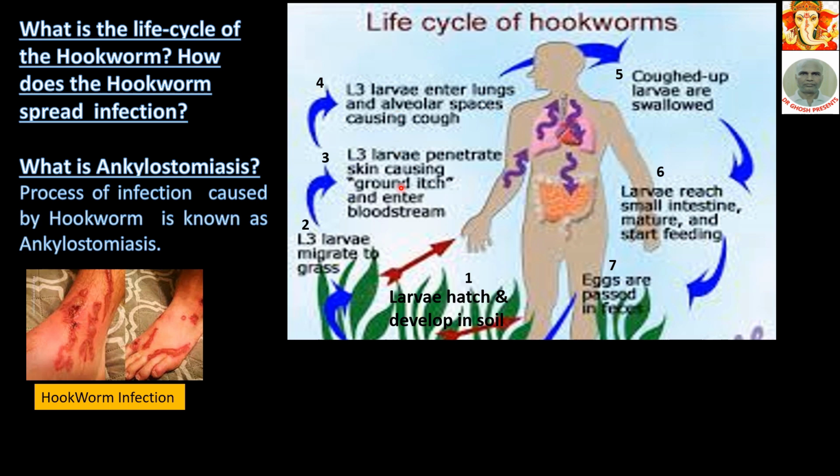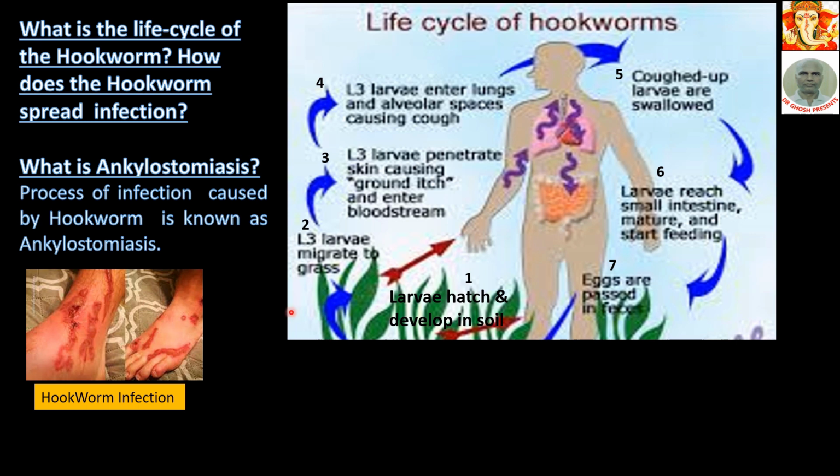Larvae enter into the lung. Since larvae penetrate the skin, causing ground itch. These are the state of feet after hookworm infection. Note how the feet are. See, there is so much bleeding. This is the path of their entrance. This penetrates the skin and enters into the blood. This is the hookworm infection. This is a positive sign of hookworm infection.